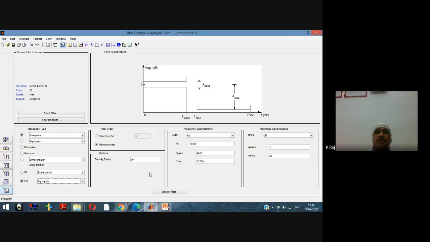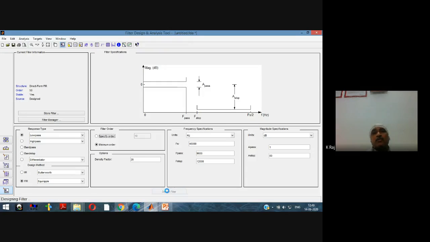So these are the parameters which we have selected here, but these are not chosen by trial method. They have to be derived from our given requirement. So first we have to derive these parameters, these values. Then these parameters will be given as input to this dialog box, and then we will select here the design filter.